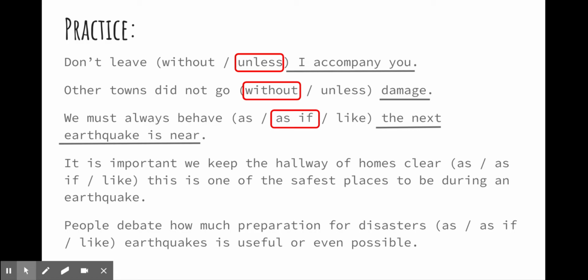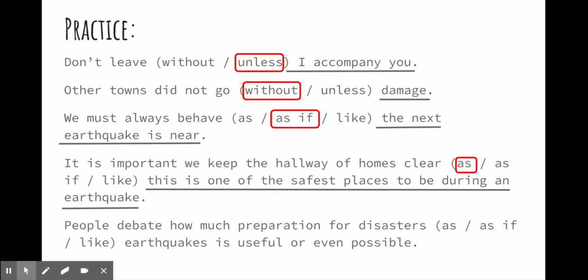Now, let's look at the next one. It is important we keep the hallway of homes clear as if, or like, this is one of the safest places to be during an earthquake. So, what should it be there? Hopefully, you picked as. In this case, as is being a subordinate conjunction introducing that clause of this is one of the safest places to be during an earthquake.